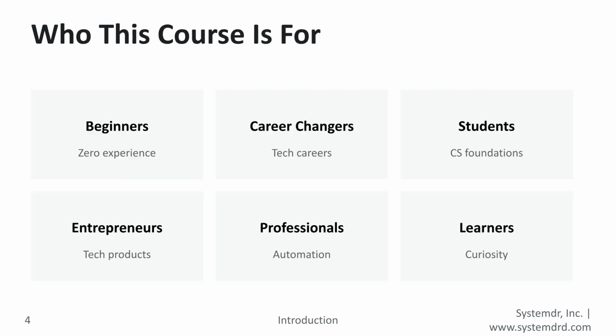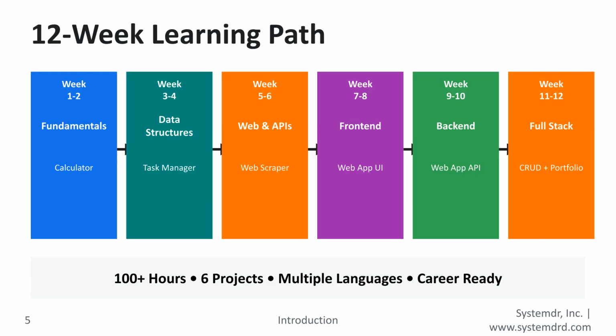This course is designed for a variety of learners: complete beginners, career changers moving into tech, students needing CS foundations, entrepreneurs building tech products, professionals seeking automation skills, and anyone driven by curiosity. Our 12-week learning path covers fundamentals to full-stack development, including data structures, APIs, front-end, and back-end. You will engage in over 100 hours of content, complete 6 projects across multiple languages, and become career-ready.